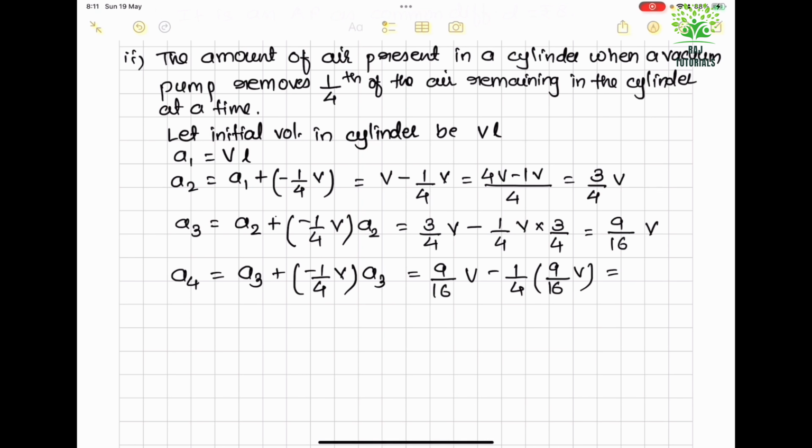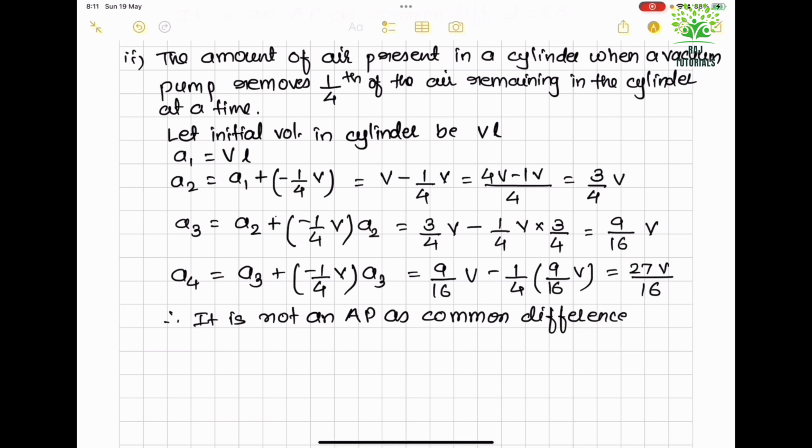That is coming 27 V upon 60. So therefore it is not an AP as common difference D is not same. Every time D is getting separate values, so it is not an AP.